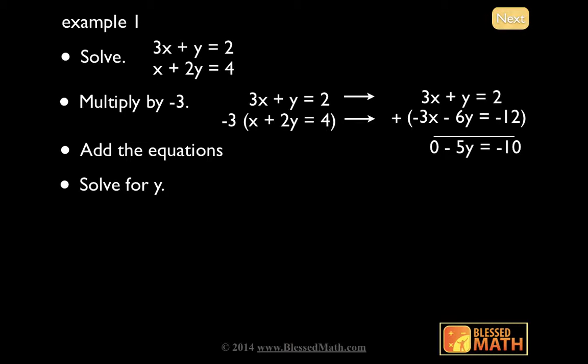Now we can solve for y. Simplifying, we have negative 5y is equal to negative 10. We will divide by negative 5 on both sides to cancel out the leading negative 5 coefficient, and we end up with y is equal to 2.